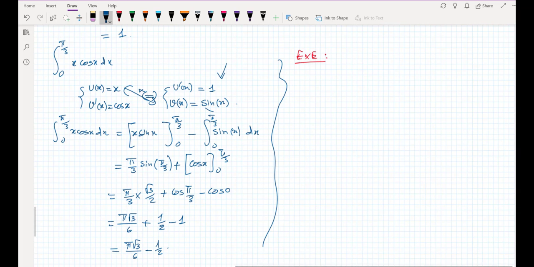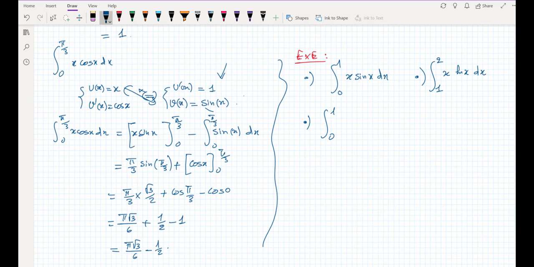So I leave you with an exercise. Please practice. Practice makes you perfect. So calculate those integrals. The integral between 0 and 1 of x sine x dx. Second, the integral between 0 and 1, let's say, of (x plus 1) exponential x dx. And finally, here you need to use integration by parts 2 times. Okay? 2 times integration by parts.